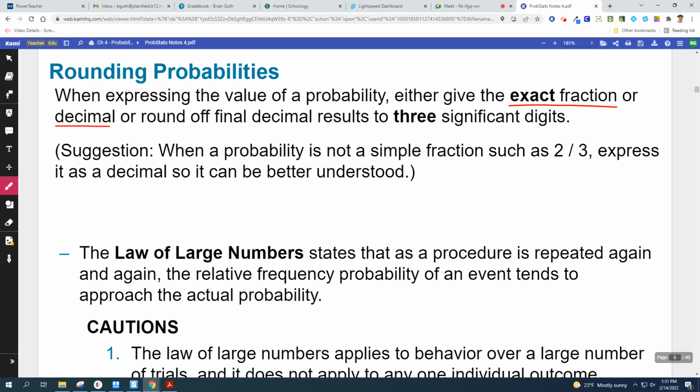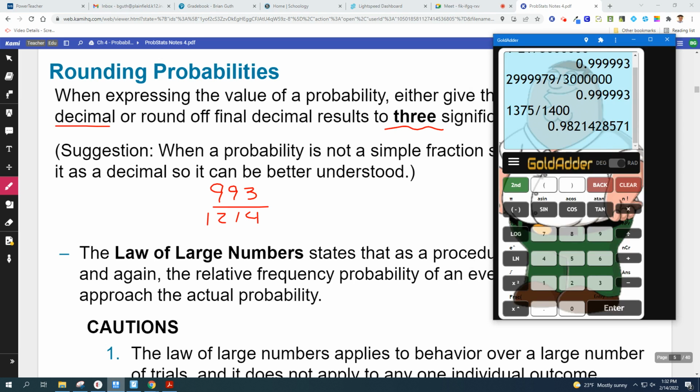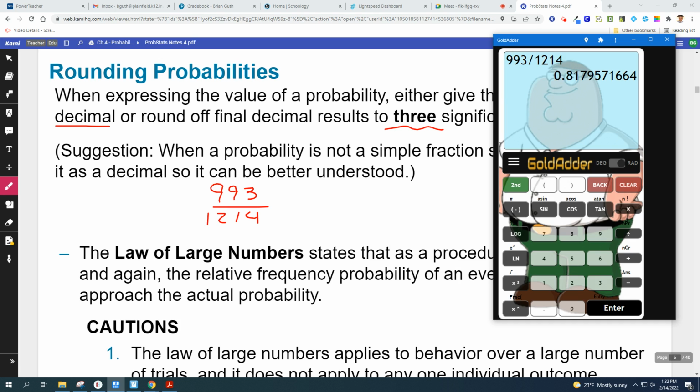In general, I think you should write your answer so that it's the most descriptive it can be. If you get some kind of crazy looking fraction, notice it says suggestion: when a probability is not a simple fraction such as 2/3, express it as a decimal. If you got some number like 993 over 1214, if that's the probability that you found, to me, I would rather look at it as a decimal. And so you might take your calculator and say, 993 divided by 1214 is 0.818.